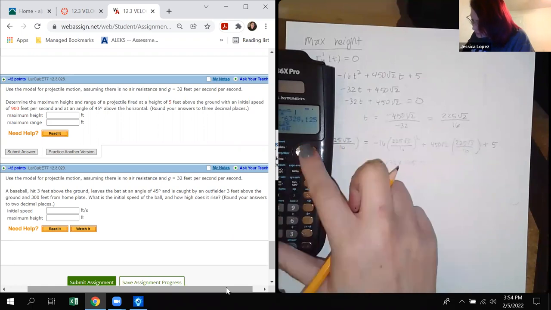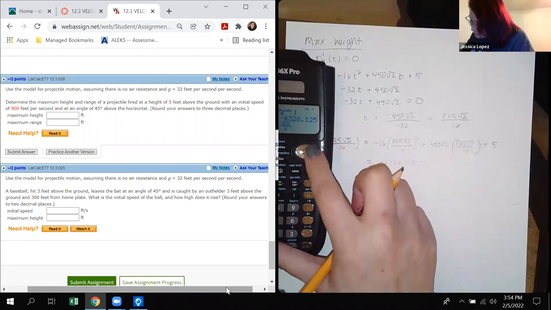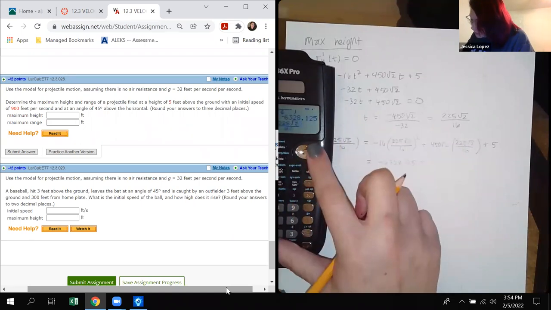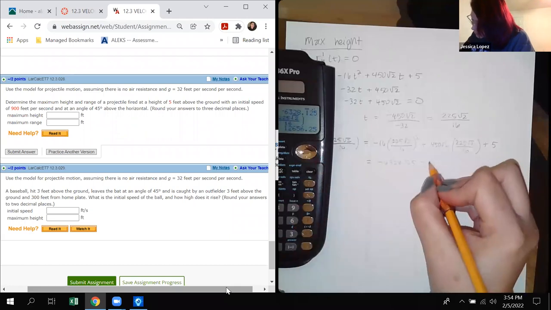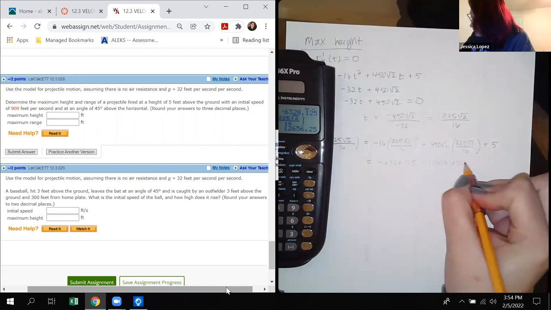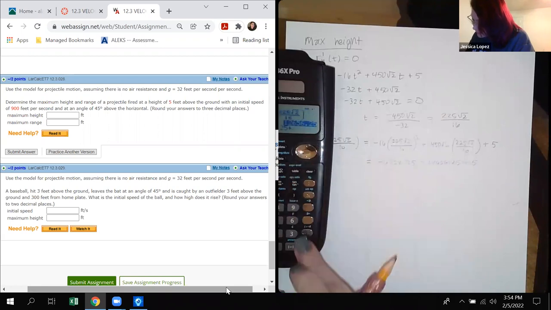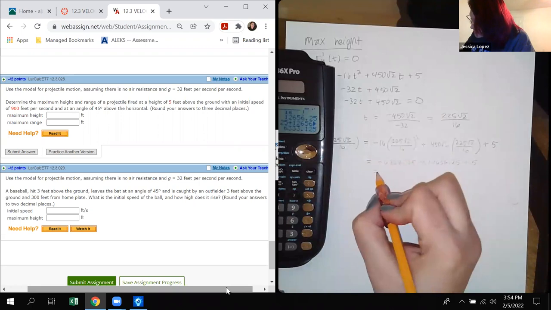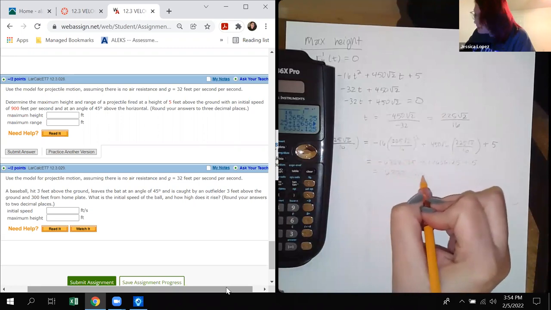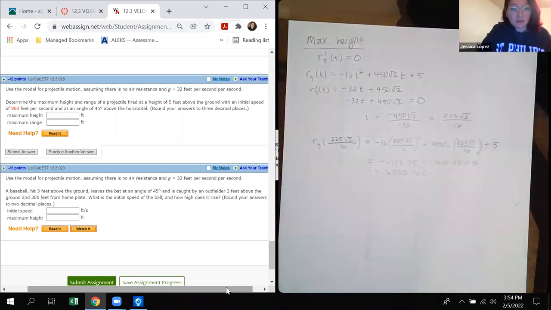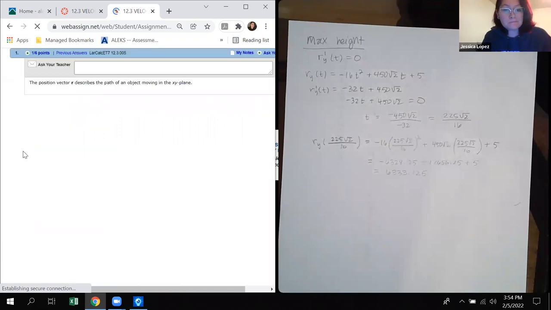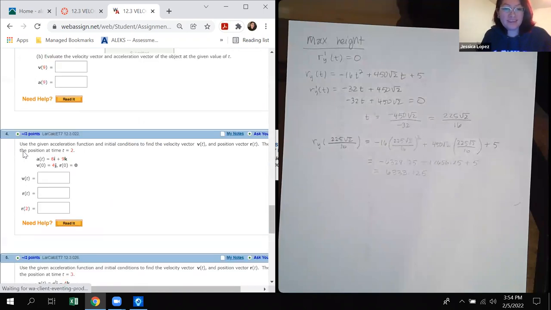Then I'm going to plug this in there: 450 square root of 2, times 225 square root of 2 over 16. And I get 12656.25 plus 5. So if I take the negative 6,000 number plus the 12,000 number plus 5, I end up with 6123.125. Before I keep going, I'm going to check that, because that was a lot of work and you want to make sure we're doing this all correctly. Okay, good, it's good.